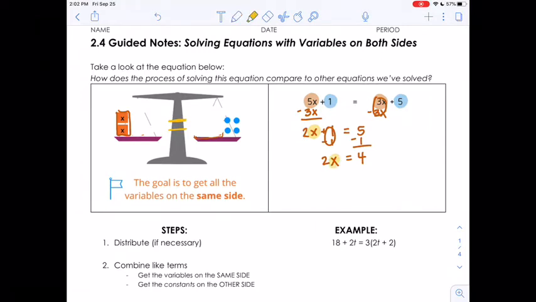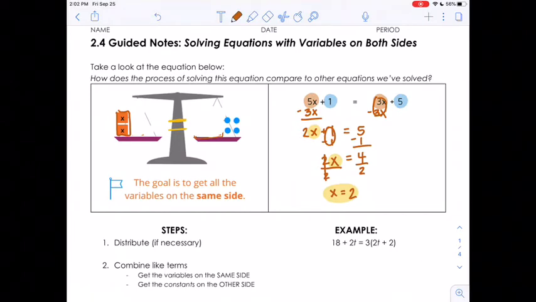Now I'm getting closer and closer to figuring out the value of x. All I need to do is use the inverse property of division to get the x by itself. If I divide by 2, 2 divided by 2 leaves me with 1x, but I must also divide by 2 on this side. 4 divided by 2 gives me 2, so the value of x must be equal to 2. What we did by dividing by 2 is say that 2 x's is equal to 4 dots.